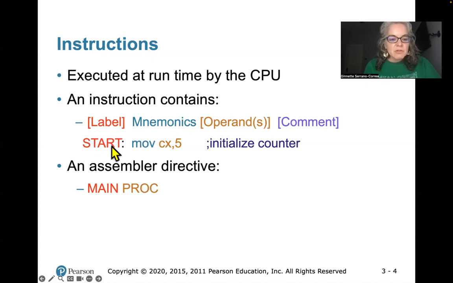So here in this example, start is a label. MOV is a mnemonic, and it means that we're going to be moving something into a register. So the operands for this move statement are CX and 5, and the 5 will be moved to the register CX. And then comments start with a semicolon, and then you put whatever you want after that semicolon. But remember, they can only take up 1 line.